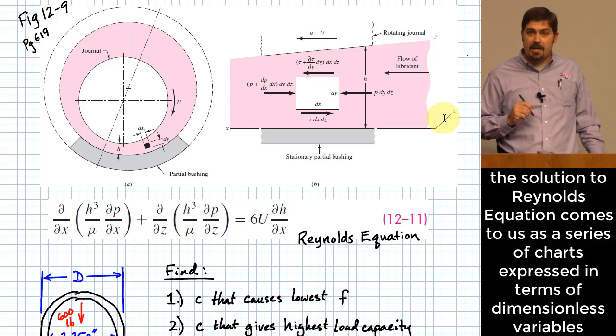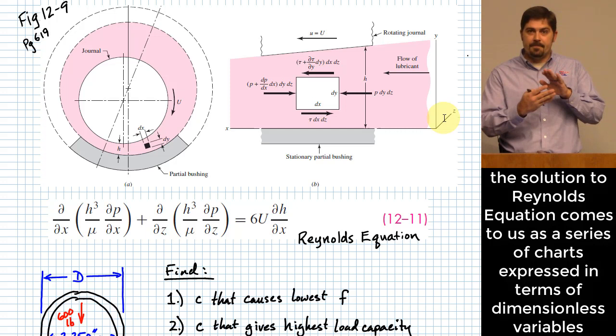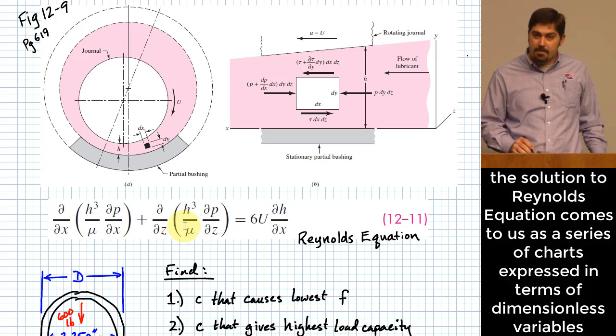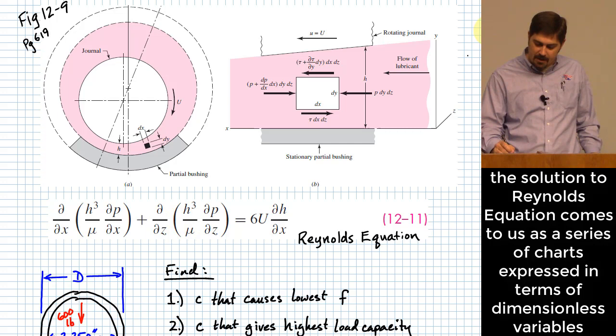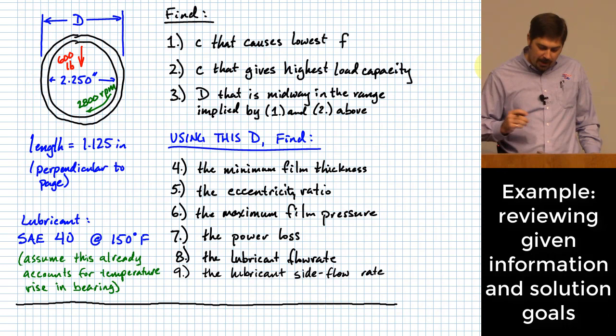That would be along this Z direction, kind of in and out of the page. There's another version of it where you assume that there is no side flow as well. But in any case, we aren't really going to use this equation. I just mainly wanted to put it up here to let you know this is the source of all the charts that we're about to use. They are approximated solutions to this differential equation that created those charts. So let's get into the problem we're actually going to solve today.